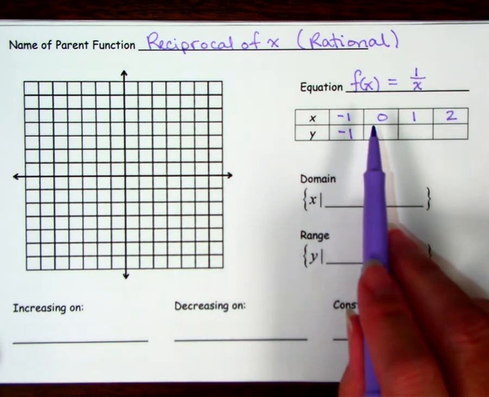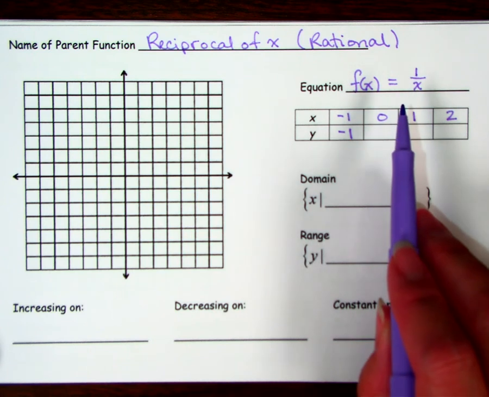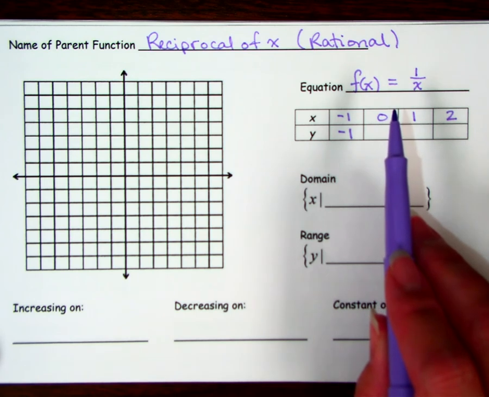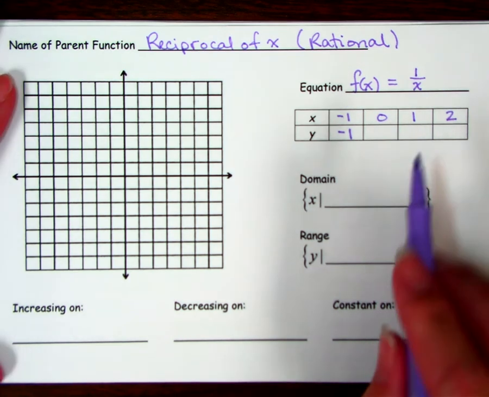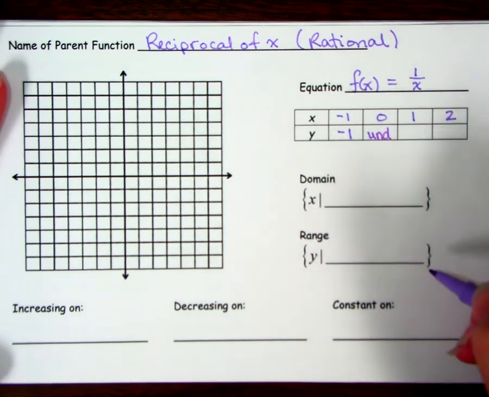If I put in 0, then this would say the y is equal to 1 divided by 0. Now if you remember, dividing by 0 is not something that's mathematically possible. It is considered undefined. So for this one, I don't get a numerical answer. I'd say that it's undefined.